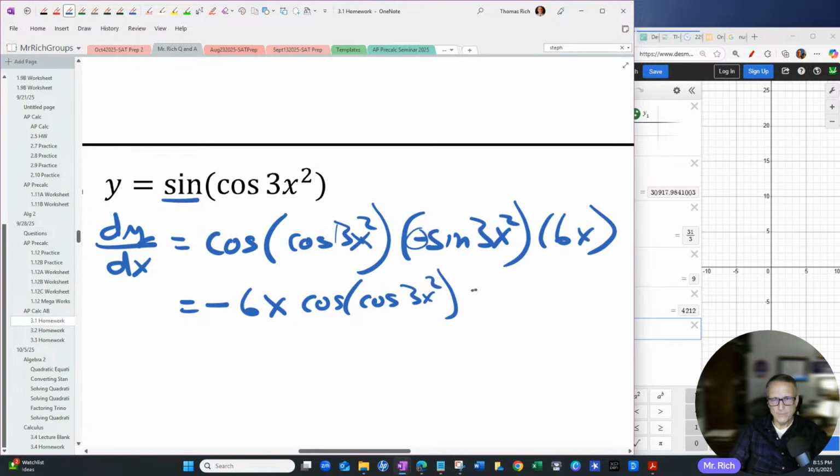And then times sine of 3x squared. All right, so we used the chain rule 2 times in one problem there because I had this serving as an inside part to the sine, but then when I got to taking the derivative of this inside part, it had its own inside part, 3x squared, which generated the 6x multiplier out here. All right, that is enough of chain rule.